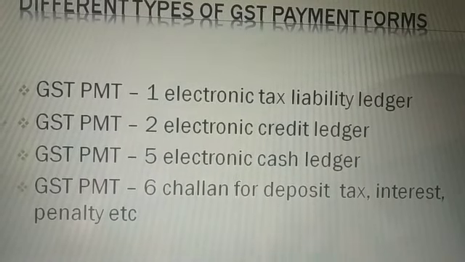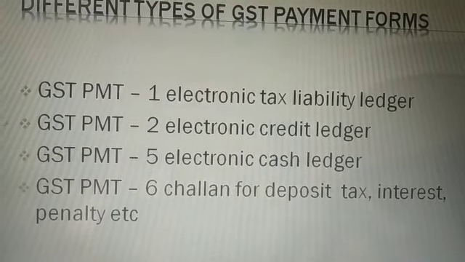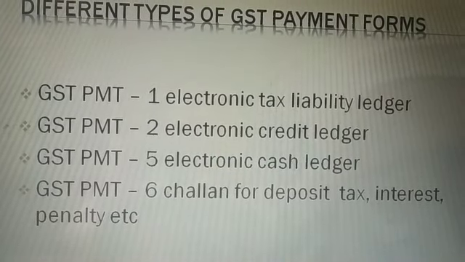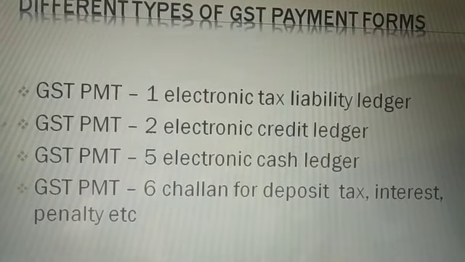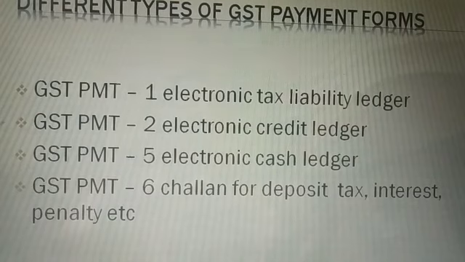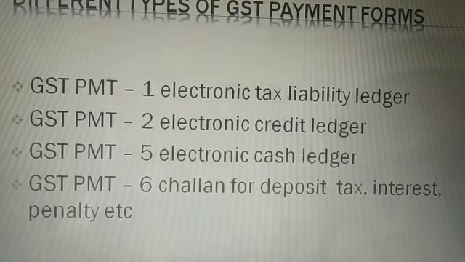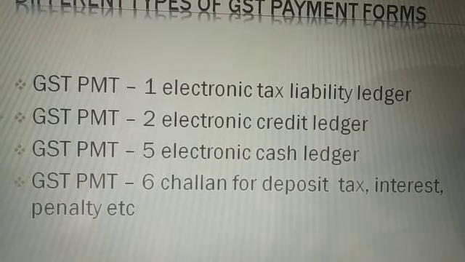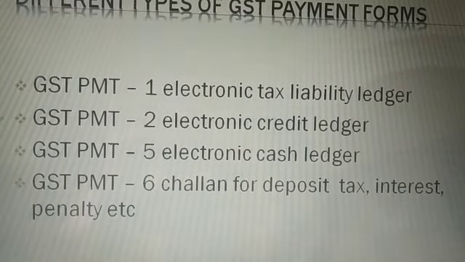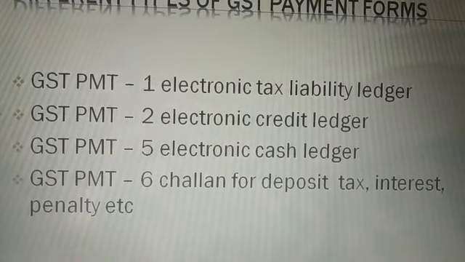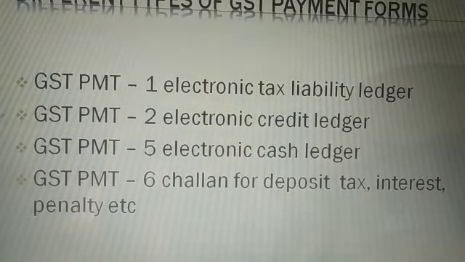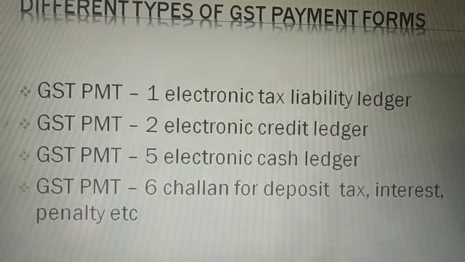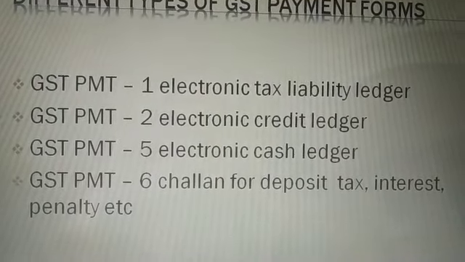Now I am going to discuss some of the essential forms. GST PMT 1 is related to the electronic tax liability ledger, and the GST PMT 2 form is related to the electronic credit ledger, and GST PMT 5 is related to the electronic cash ledger, and the last one, GST PMT 6, is related to the challan for depositing tax, interest or penalty. So as I already discussed, GST PMT 6 is used in the payment process. Let's move.